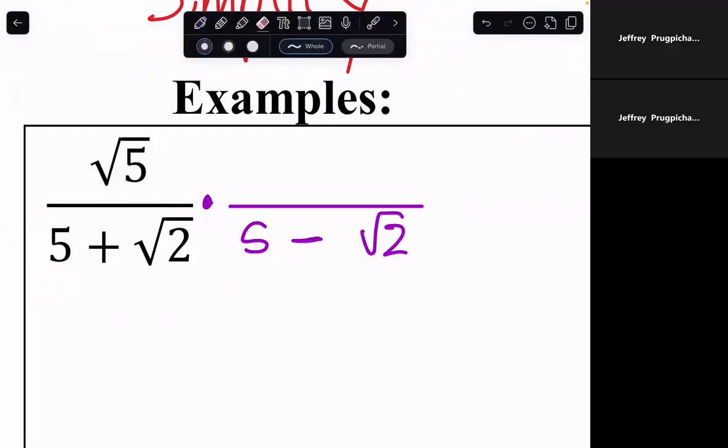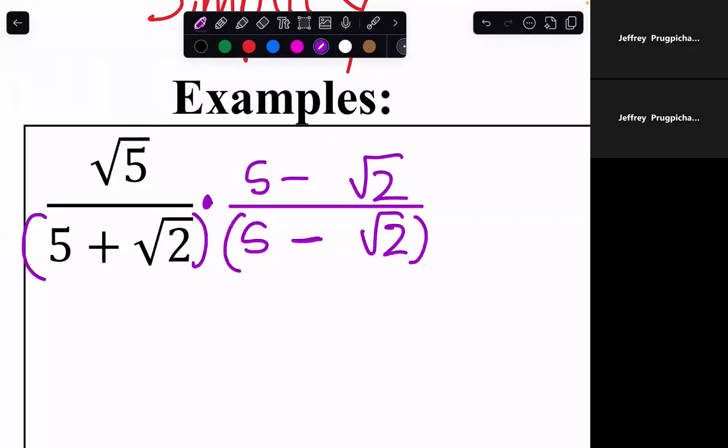Again, with binomials, you know right away what to multiply by. And you do not do the conjugate of the numerator. You multiply by the exact same thing as the denominator. You would want to put parentheses around your binomials so that you remember to distribute.